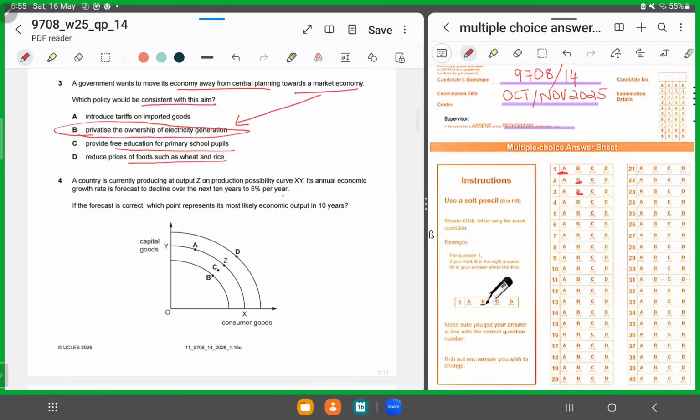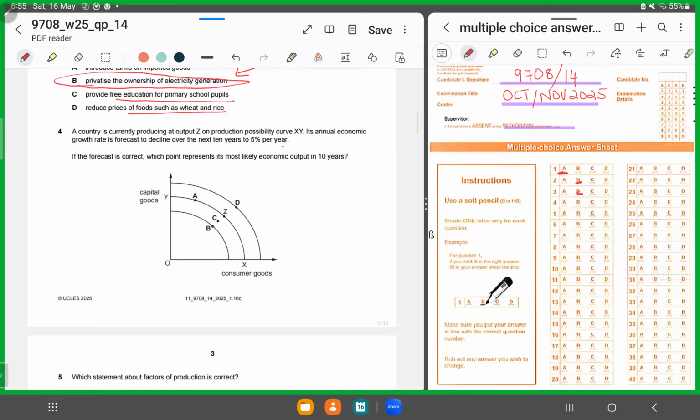Moving forward, MCQ number 4. Now, MCQ number 4 displays multiple PPC curves. It says a country is currently producing at output Z on the curve XY. Now, the vertical axis displays capital goods, the horizontal axis displays consumer goods. Its annual economic growth rate is forecast to decline over the next 10 years to 5% per year. Now, they have estimated that for the coming 10 years, economic growth would be consistent each year. It would hover around 5%. Now, they're saying if the forecast is correct, which point would represent exactly its economic output in 10 years?